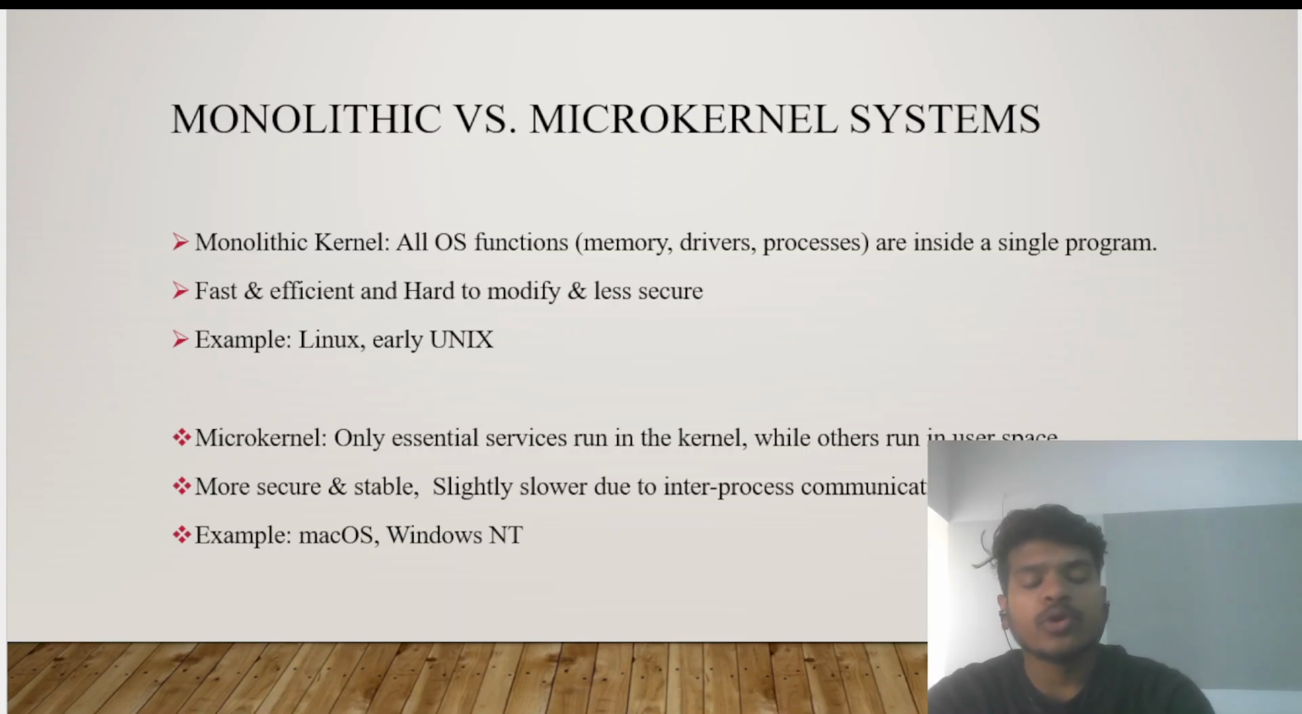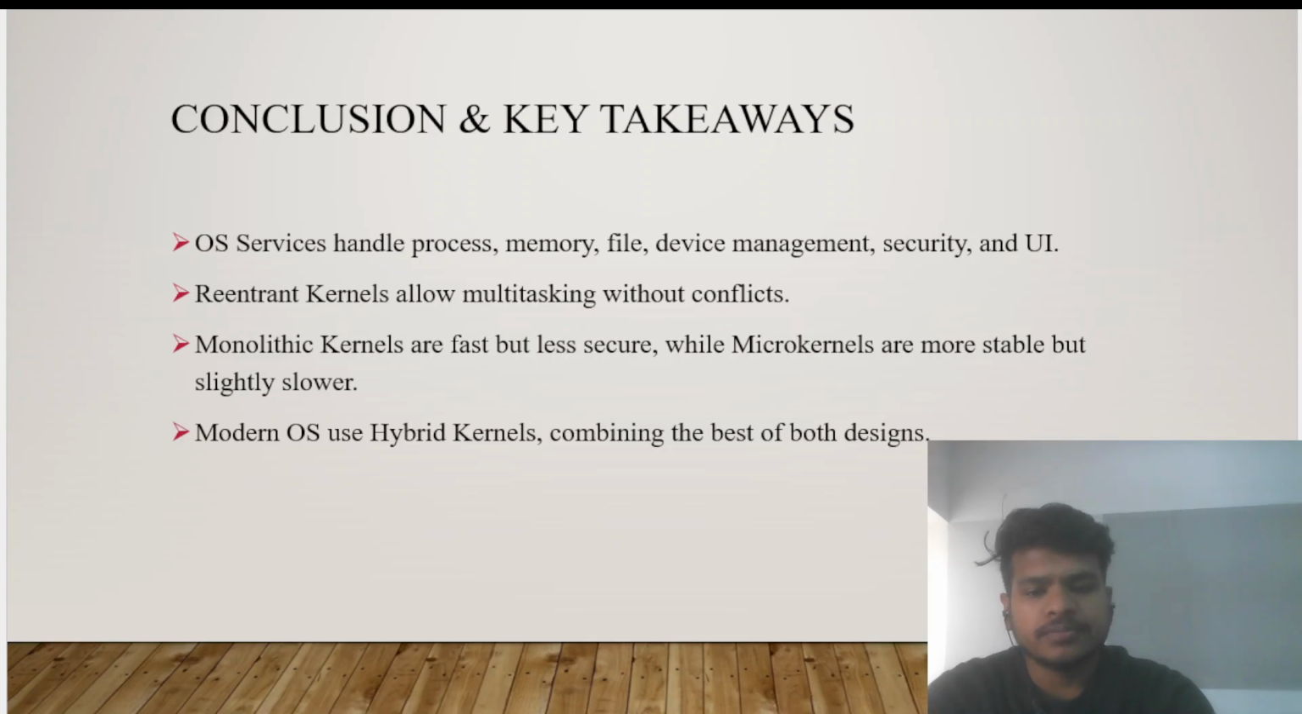Then we have the microkernel. Like the name suggests, it is micro, a small lightweight kernel that only handles essential functions. Other services run in user space instead of the kernel. It manages only the most critical operations, that is process scheduling and inter-process communication. We will see process scheduling and inter-process communication in the coming lectures. The other services run as separate user space services. The advantage is that it is more secure and stable. If one service crashes, the whole system does not crash. It is also slightly slower due to increased communication overhead, and it has a more complex design. For example, modern operating systems like macOS, Windows NT, and QNX use microkernel designs for better stability and security.